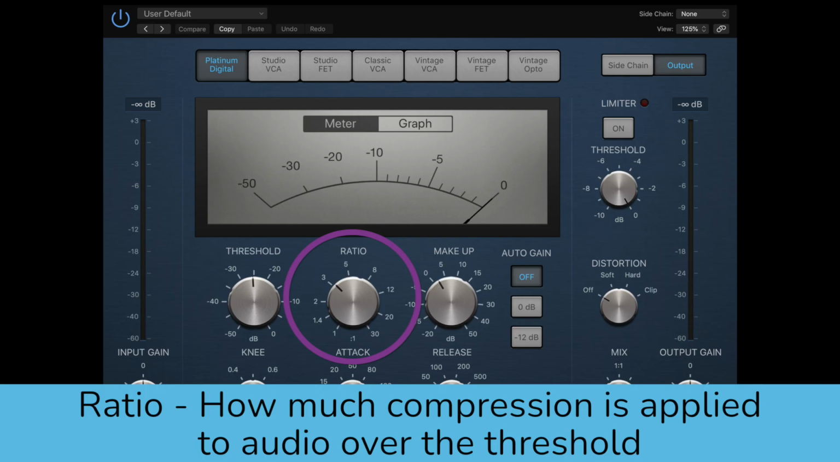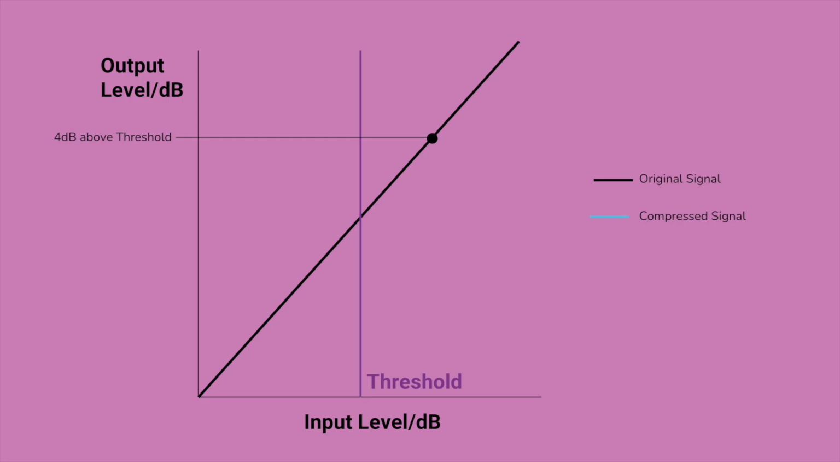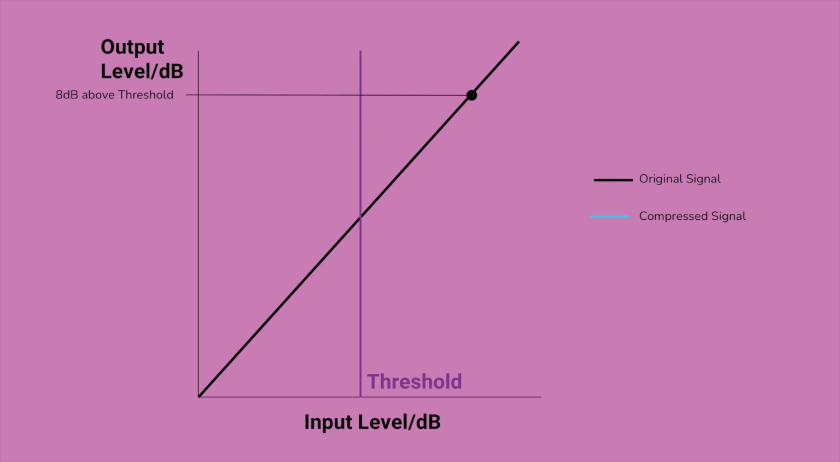This decides how strong the compression effect is going to be. If you have a ratio of 2:1, you essentially have a halving of signal, and a ratio of 4:1 will be a quartering. So with 2:1, any signal above the threshold level will be halved. So if the signal was 4 decibels above the threshold, it will be reduced to 2 decibels above the threshold. If it was 8 decibels above the threshold, it would be reduced to 4 decibels above, and so on.